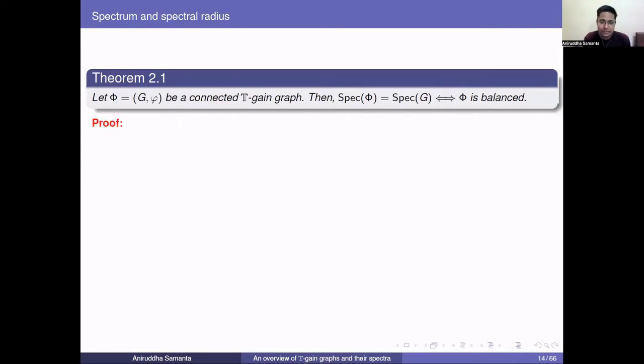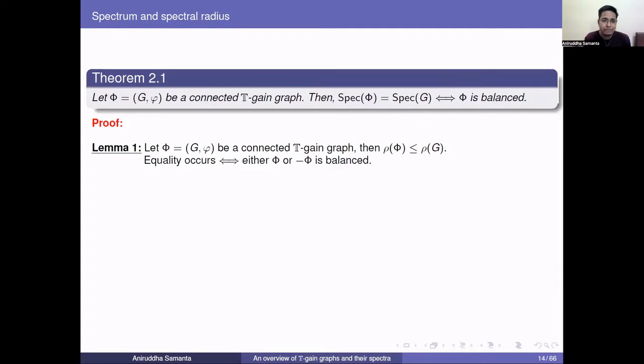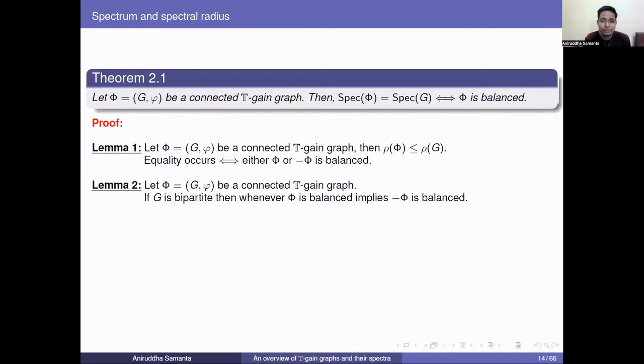To prove this result, we need one key lemma. It says that, let phi be a connected T-gain graph, then the spectral radius of phi is always less than or equal to the spectral radius of its underlying graph G. And equality occurs if and only if either phi or minus phi is balanced. We need another lemma. Let phi be a connected T-gain graph. If our structure is bipartite, then whenever phi is balanced, it always implies minus phi is balanced. Now, using these two results, we can easily conclude our statement.